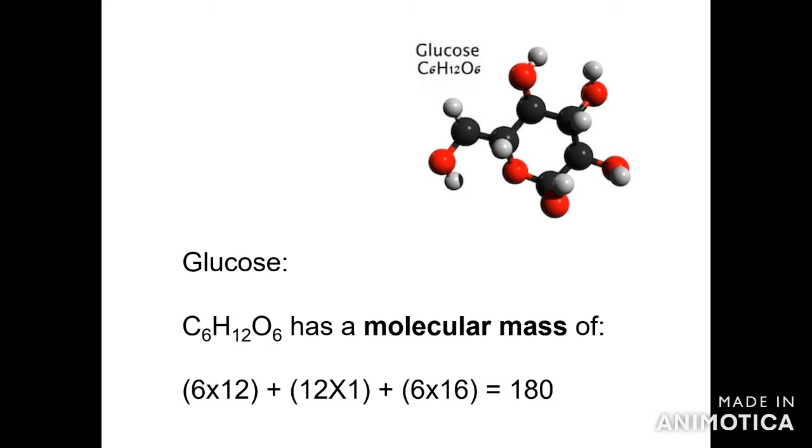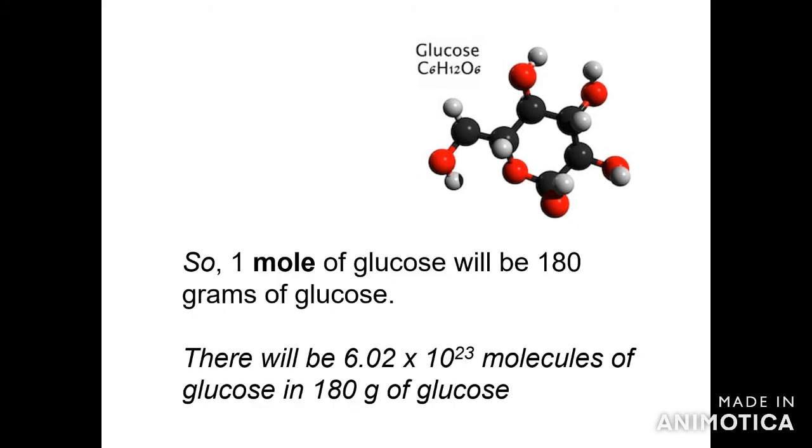Its relative molecular or relative formula mass is 180. Therefore, 1 mole of glucose, 6.02 times 10 to the power 23 molecules, would have a mass of 180 grams of glucose. Notice we're just calculating the relative formula mass, and we're converting that into grams, and that's the mole.